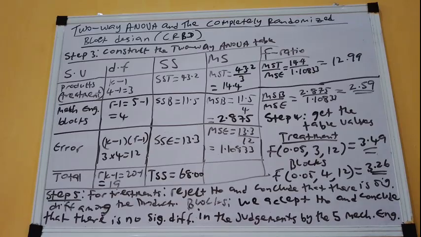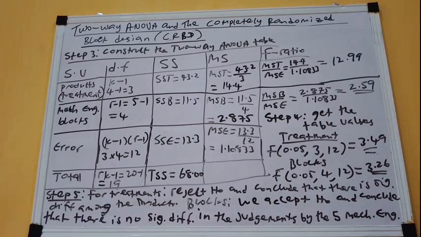Then also for blocks, we use the degrees of freedom for blocks as against that of degrees of freedom of error. So at 5%, that is 0.05, you check 4 under 12. You now get 3.26. This now takes us to step 5.